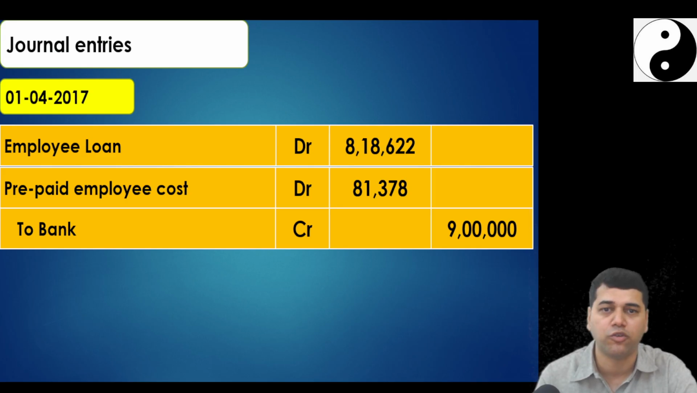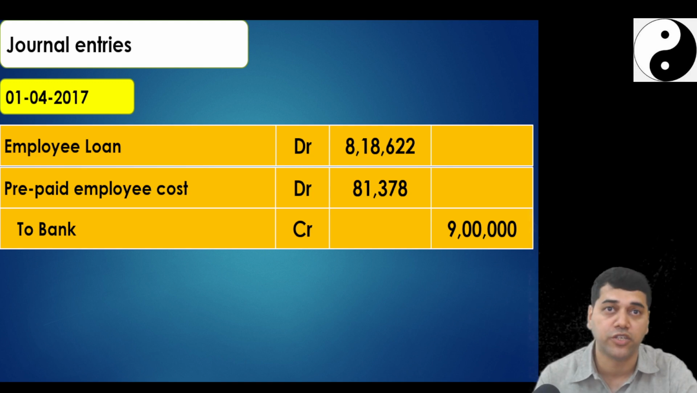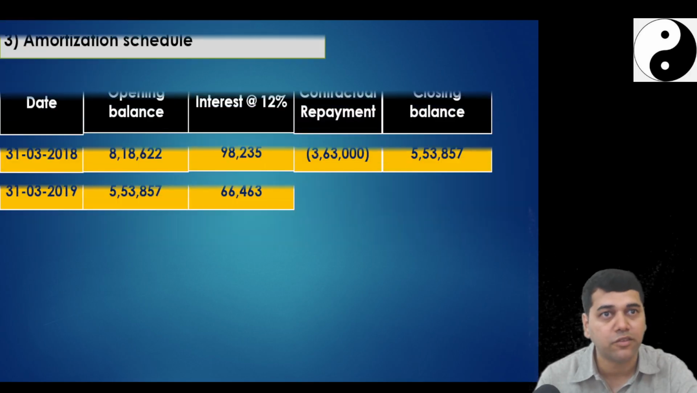Maybe half mark, I don't know. 8,18,622, 81,378 and 9 lakh. Next, to pass the year end entry, what I need? Amortization schedule, which is nothing but a balance of ledger only.